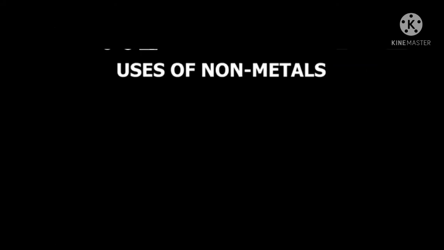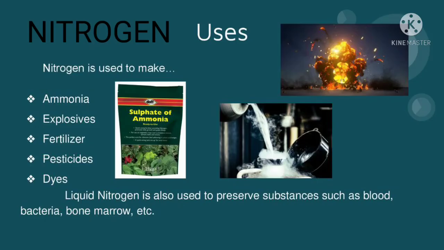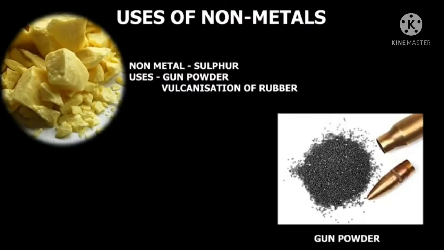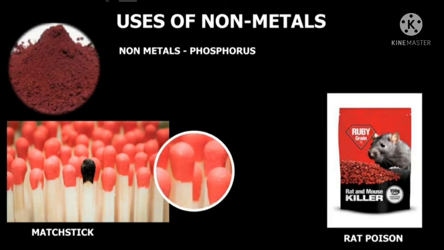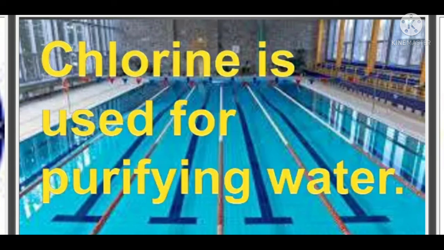Uses of non-metals. Oxygen is a non-metal and is essential for our life, which all living beings inhale during breathing. Nitrogen is used to make ammonia, explosives, fertilizers, pesticides, dyes, etc. Sulfur is a non-metal and is used as gunpowder, for vulcanization of rubber, etc. Phosphorus is used in matchsticks, rat poison, etc. Chlorine is a non-metal and is used as a bleaching agent. Chlorine is also used for purifying water.